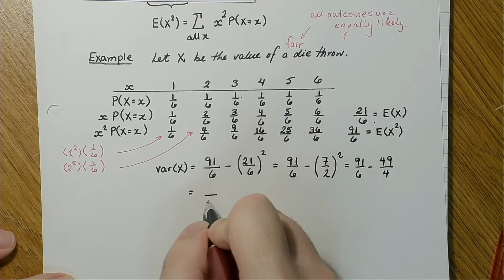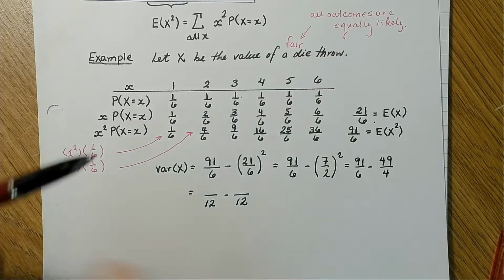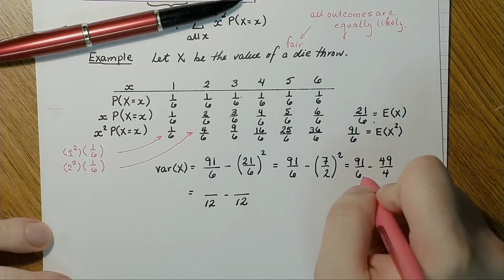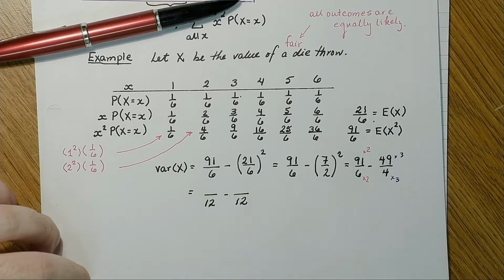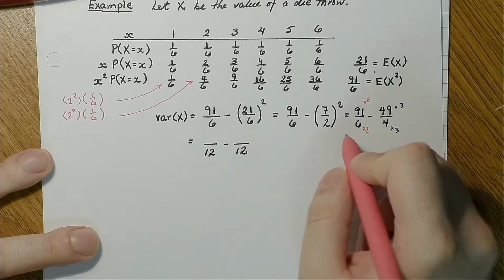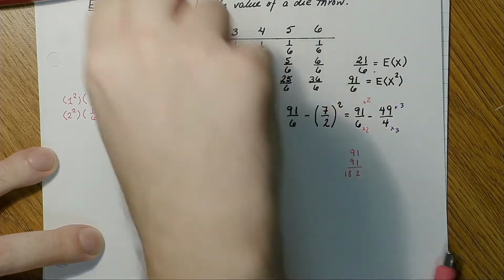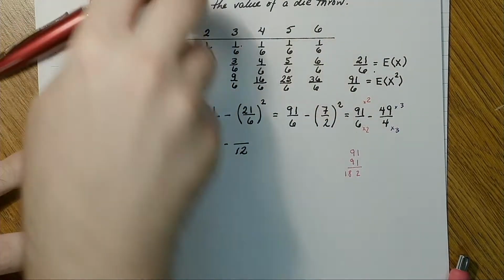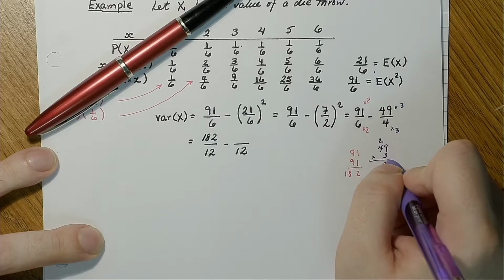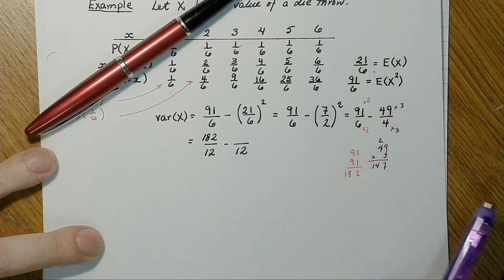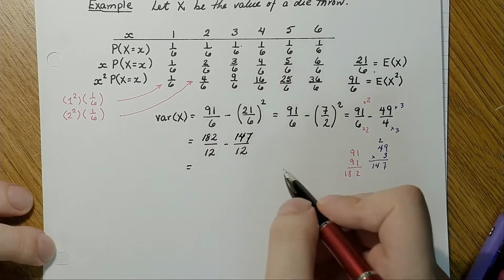And what we can do is write those over 12. In this case, I'm multiplying this by 2, this by 2, and over here I would be multiplying it by 3. So I would have 91 times 2, which is 182, and then I have 49 times 3. 9 times 3 is 27, 4 times 3 is 12, plus the 2 gives me 14, so that's 147. So I get 182 minus 147.